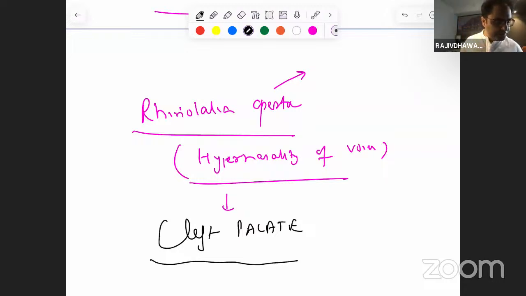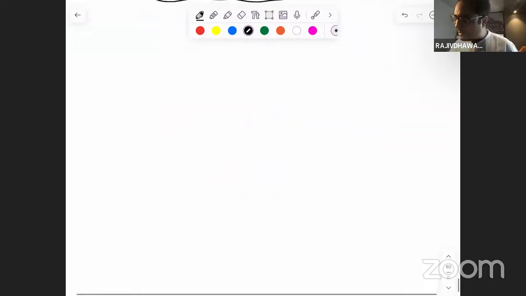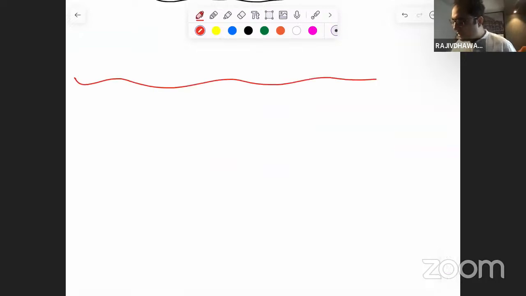Rhinolalia aperta, beta. Please, beta, please, everybody. Everyone, any other doubt anyone has, beta? Let us revise in the meantime 3 triads, beta.